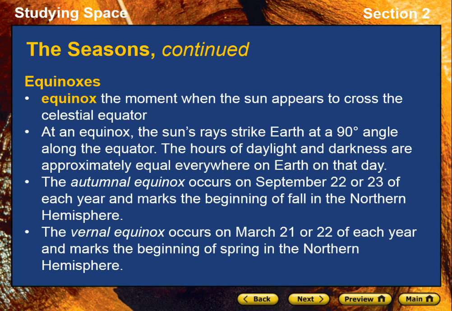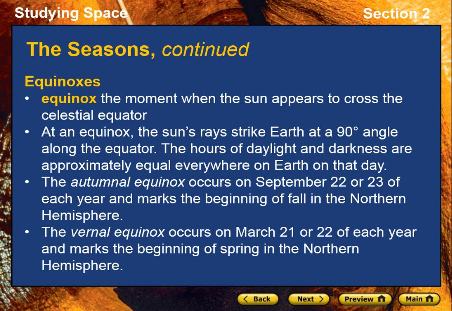Equinoxes. The seasons fall and spring begin on the days called equinoxes. An equinox is the moment when the Sun appears to cross the celestial equator. The celestial equator is a line drawn on the sky directly overhead from the equator on Earth. At an equinox, the Sun's rays strike Earth at a 90-degree angle along the equator. The hours of daylight and darkness are approximately equal everywhere on Earth that day.